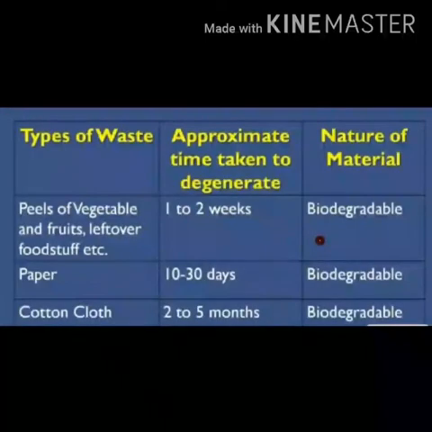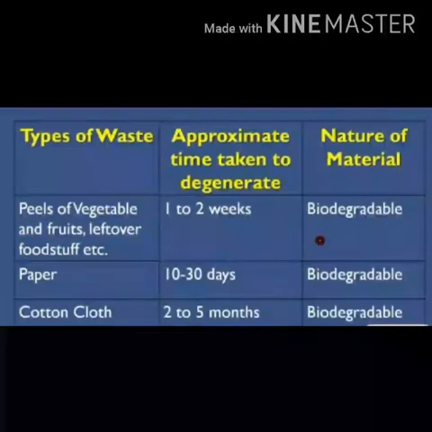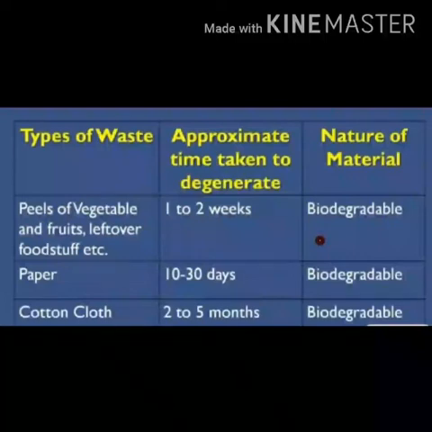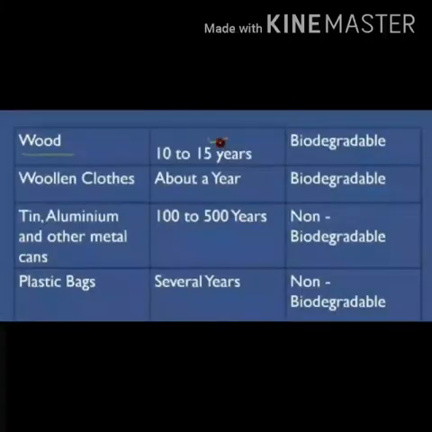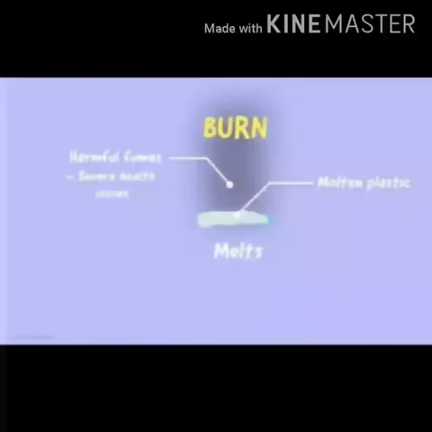Vegetable peels and fruit peels take 1 to 2 weeks to degrade, so they are biodegradable. Paper takes 10 to 30 days, biodegradable. Cotton clothes take 2 to 5 months, biodegradable. Wood takes 10 to 15 years, biodegradable. Woolen clothes take about a year, biodegradable. Tin and aluminium take 100 to 500 years, non-biodegradable. Plastic bags take several years, so they are also non-biodegradable.